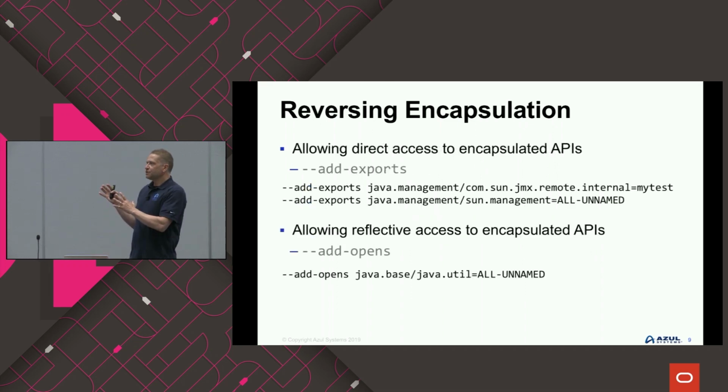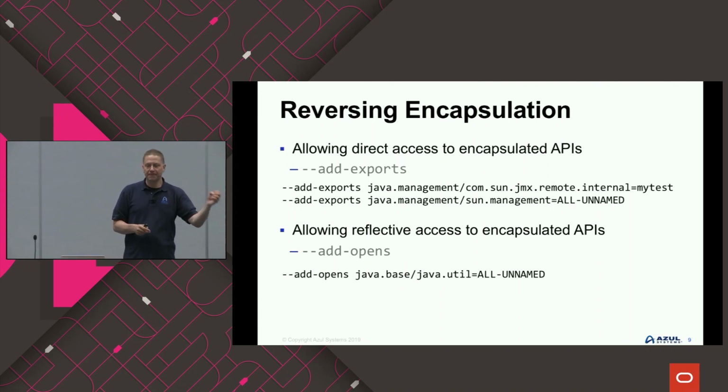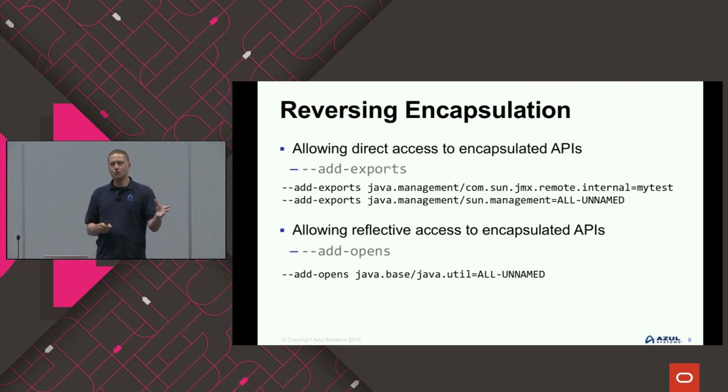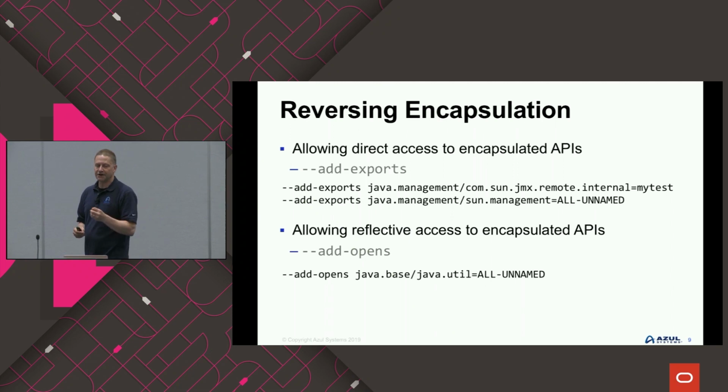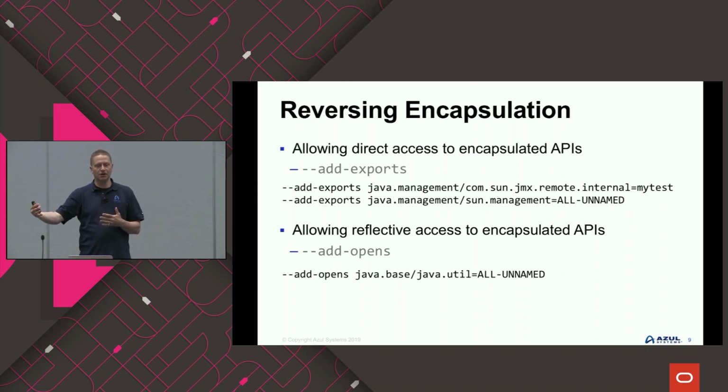Now, if you don't want to do that in quite such a global way, there's also a fine-grained way of enabling access to certain things. Now, you can do this through one of 2 options. There's either add exports or add opens. Add exports will allow you to access an internal API through importing it and then referencing it from your code.